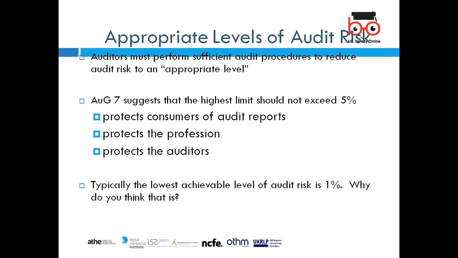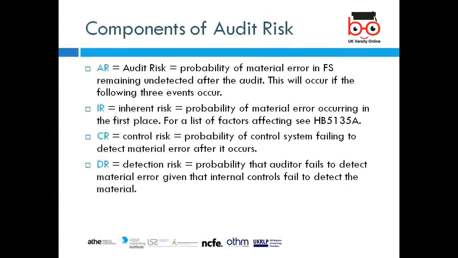Okay, appropriate level of audit risk. The auditor must perform sufficient audit procedures to reduce the audit risk to an appropriate level. Risk is always there; the acceptable level is suggested as a highest limit that should not exceed 5%. This protects the customers of the audit report, protects the profession, and protects the auditors. Typically, the lowest achievable level of audit risk is 1%. Why do you think that is?